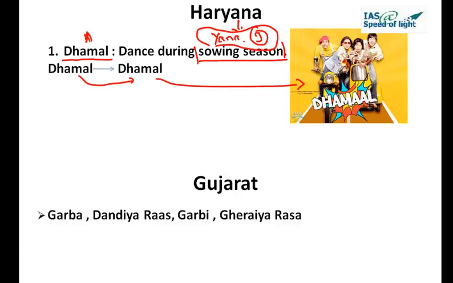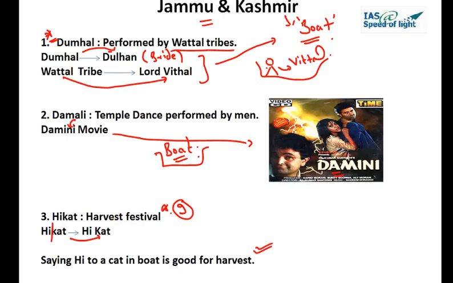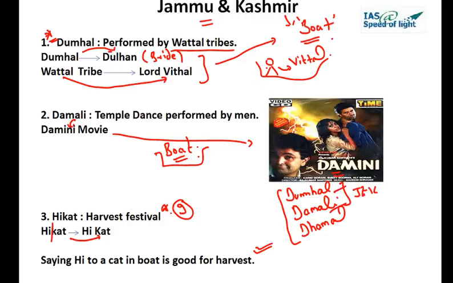So, very closely looking words: Dhumhal becomes Dulhan, Damali becomes the movie Damini, and then Dhamal. These three folk dances: the first two of Jammu and Kashmir, Dulhan and Damini, are related to boat, and Dhamal is related to Yana Gupta, and it is also an agriculture festival during the sowing season. You can see here Yana Gupta in the movie Dhamal sowing seeds.